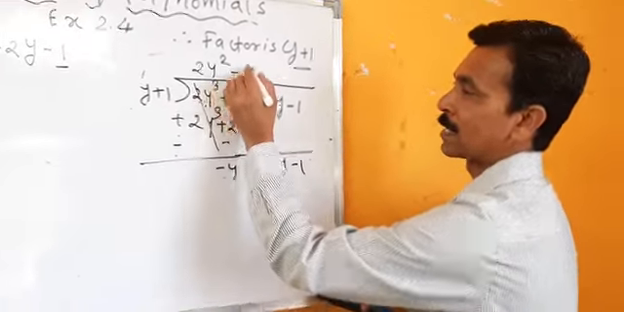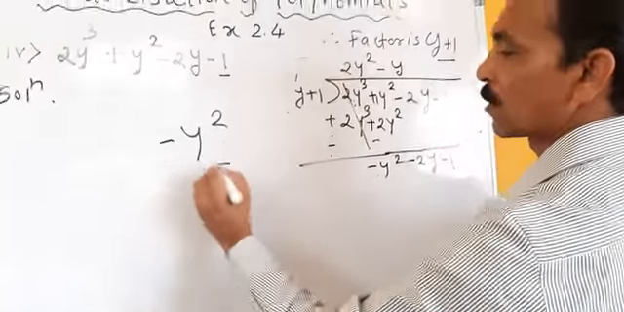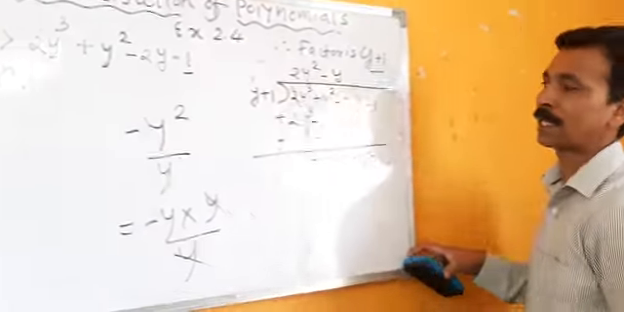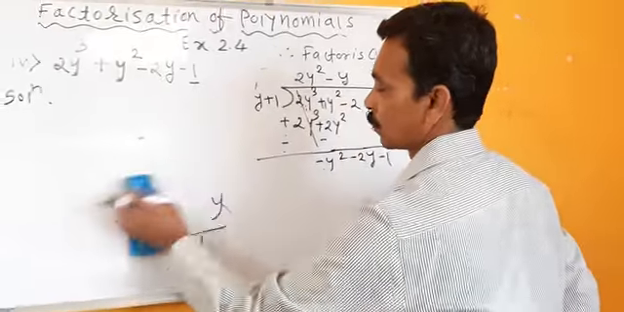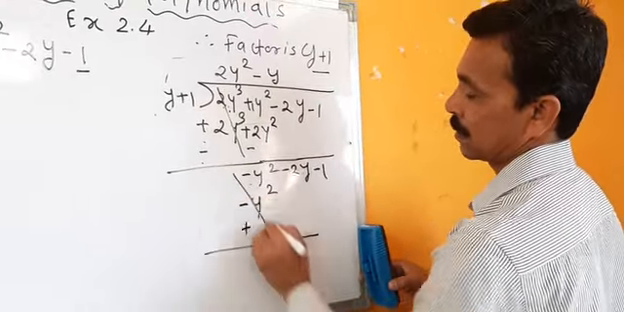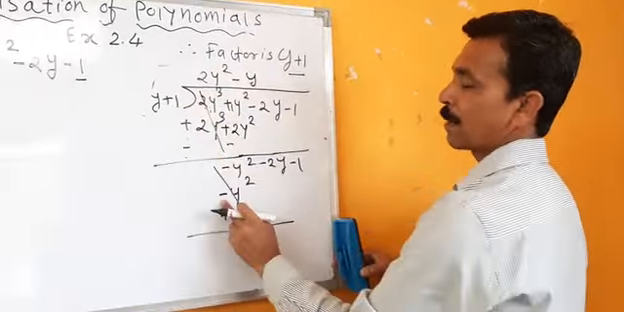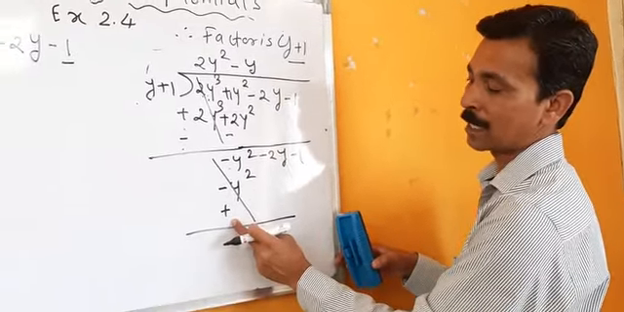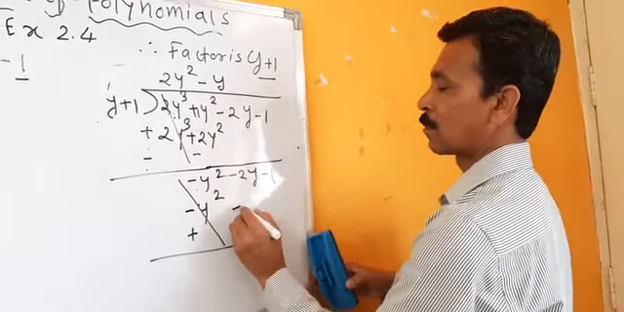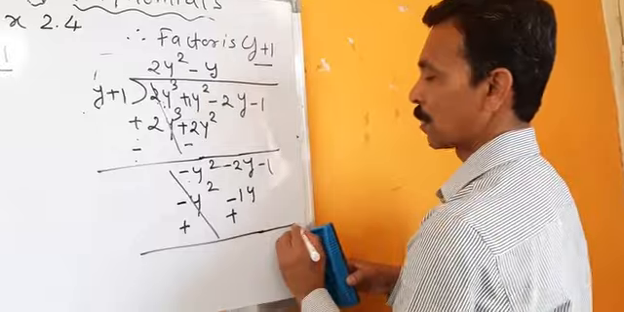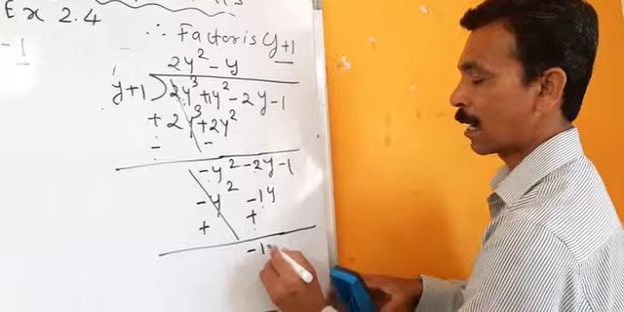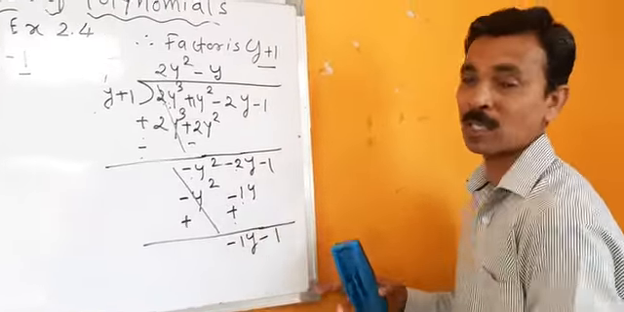Minus y square by y is minus y. How? Minus y square upon y is equal to minus y into y upon y. Right? What is left? Minus y. Here what will come? Minus y square. It becomes plus. Because minus y into y is minus y square. We have to change the sign. It becomes plus. So minus y square and plus y square gets cancelled. Then multiply y into minus 1. Minus 1y. This becomes plus. Now this is minus 2y and this is plus 1y. What is minus 2 plus 1? Minus 1y. And take this minus 1 because we have not used it.